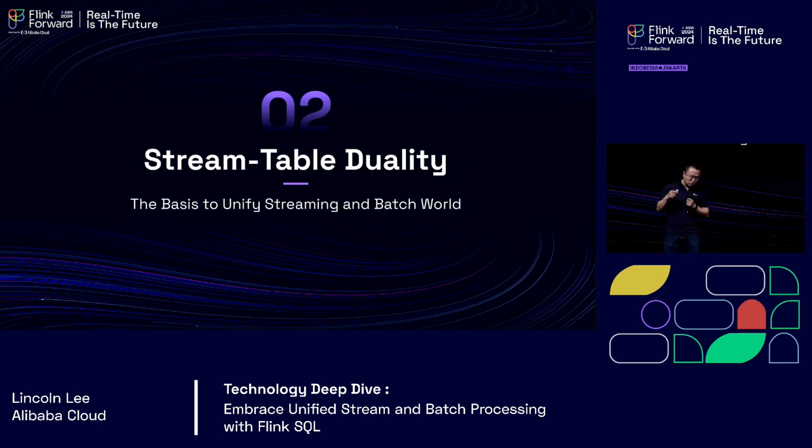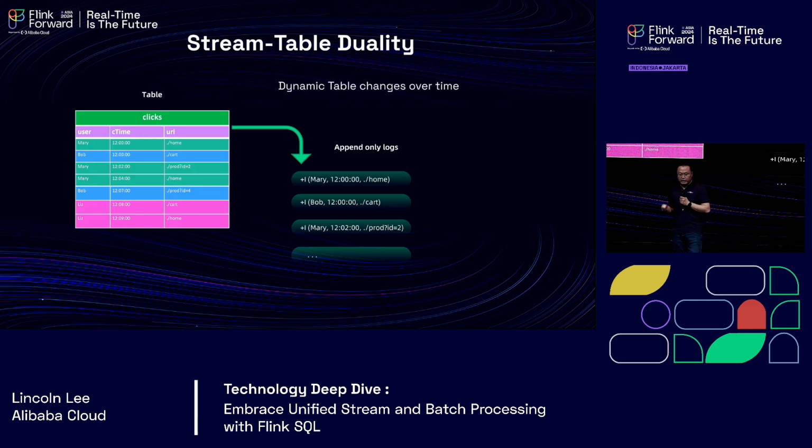Now let's look into the two important concepts in Flink SQL. The first one is stream-table duality. This is the basis for unifying stream and batch work. Maybe the abstraction of stream-table duality itself may be too abstract, but if we take the relational database as an example, it can be simply understandable.